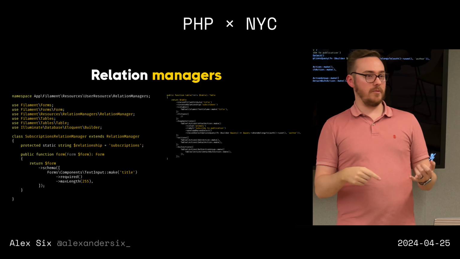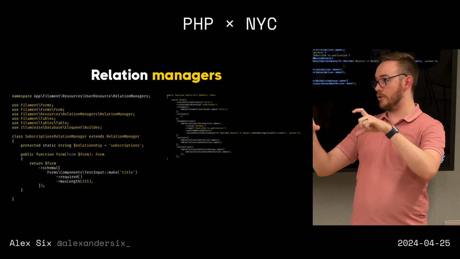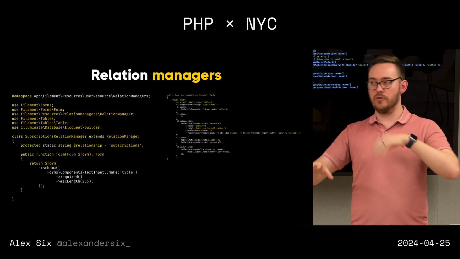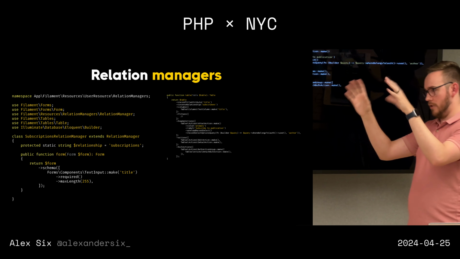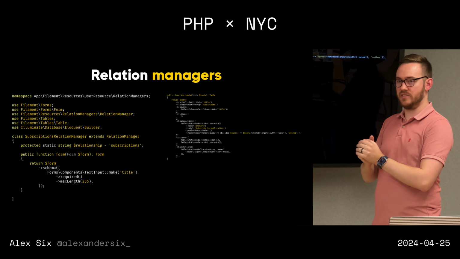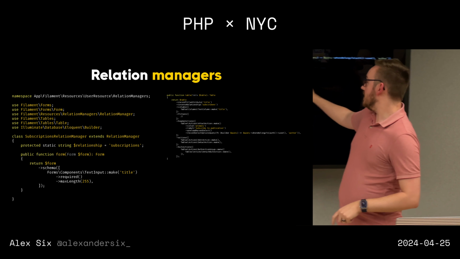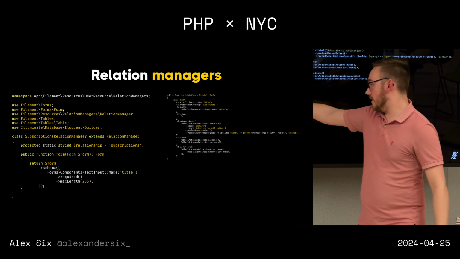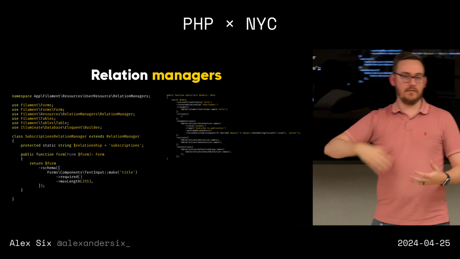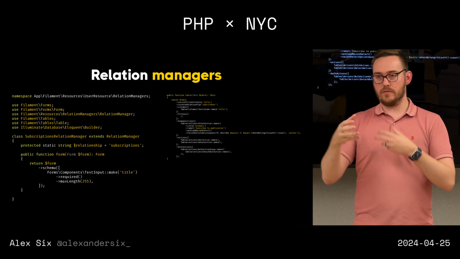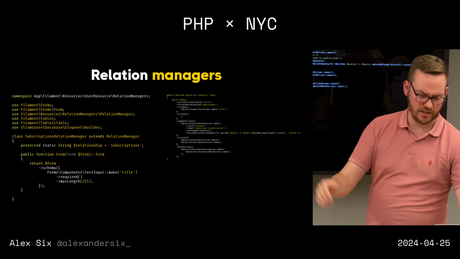Because these relation managers include a little table that sits underneath your resource, kind of like Nova. If you're familiar with Nova, you can put relation managers underneath the information on a single model. And in Filament, with this form method, we can create and edit and do all that stuff with forms for the records that are in that relation manager. So I'll show you in just a second.